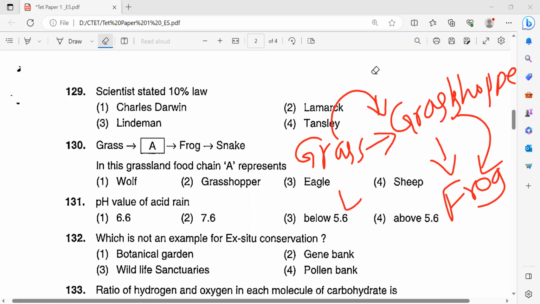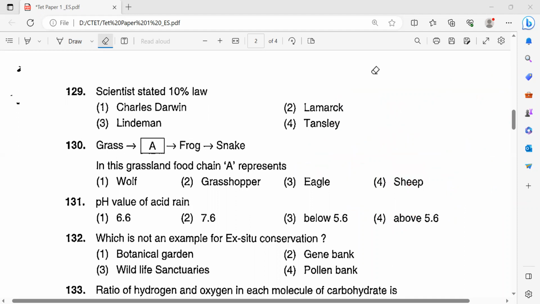When energy is transferred from one trophic level, or from one step to the other, only 10% of the energy is transferred and the remaining 90% is lost to the atmosphere. This law was given by a scientist named Lindemann in 1942. So option 3 is the right answer.